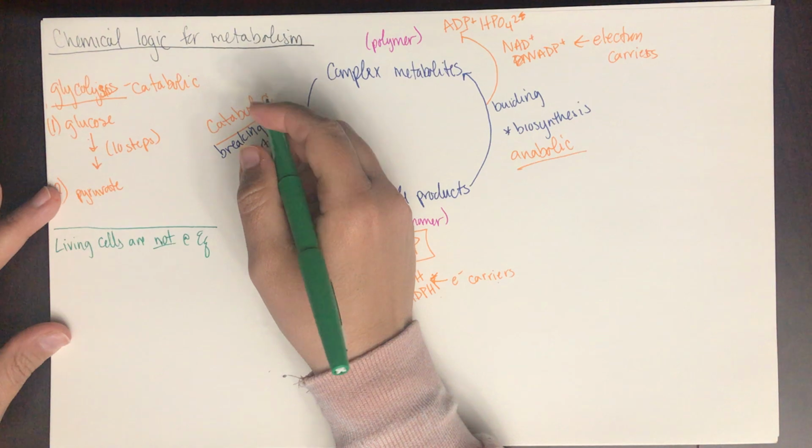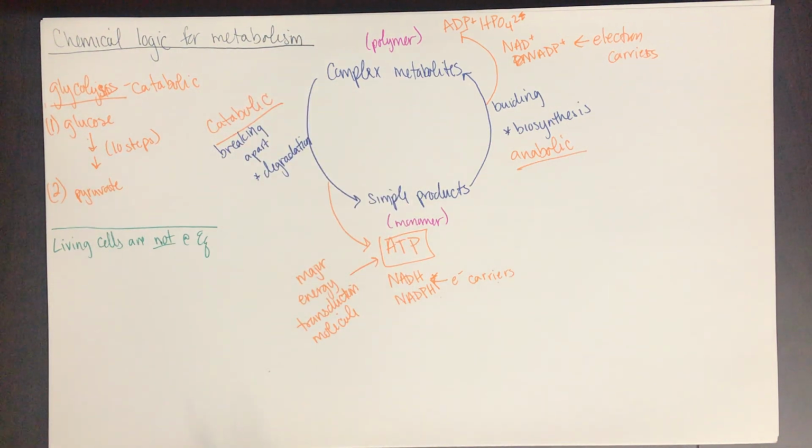Living cells exist at something called homeostasis. Homeostasis is not equilibrium. So that's something that we'll see. There's going to be some difference in free energy during these chemical reactions, and we will couple energy producing reactions with energy requiring reactions.